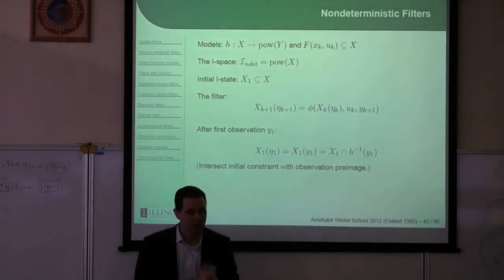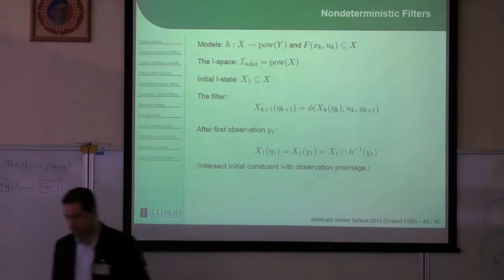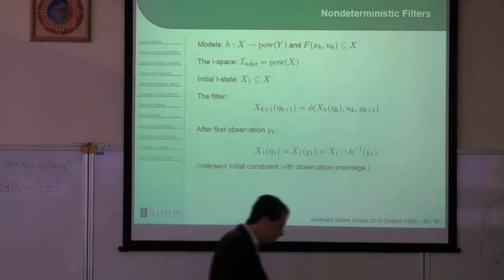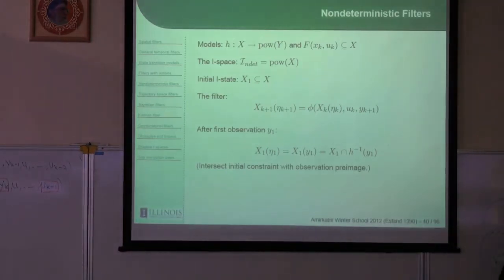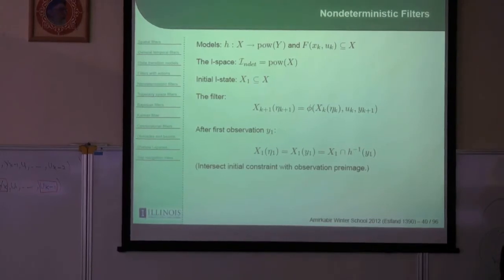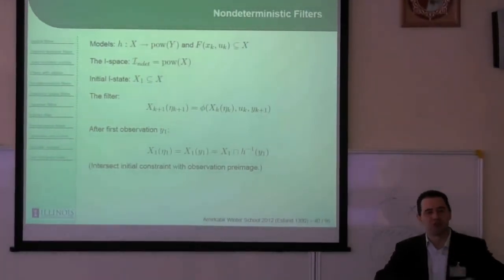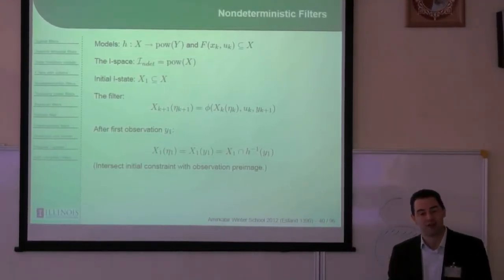Yes? I didn't get the difference between this one and the triangulation. Well, in triangulation, we took the intersection of multiple pre-images because we had an observation from a bunch of sensors. And so we just intersected all of the pre-images to find the consistent state.